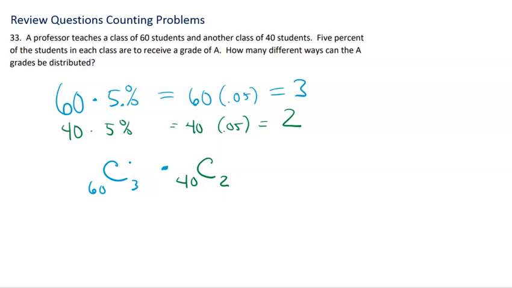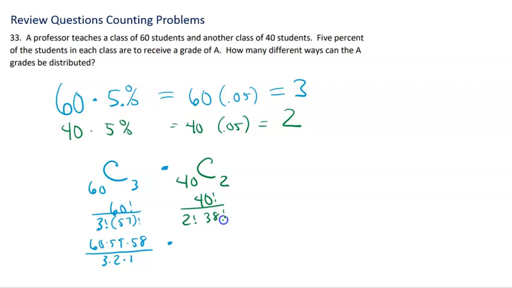So we just need to calculate a combination of 60 choose 3. That would be 60 factorial divided by 3 factorial times 60 minus 3, which is 57 factorial. Now I'm going to write the top one down to match the bottom one. So it's 60 times 59 times 58. I'm not going to write the 57 because that cancels. Divided by 3 times 2 times 1. Times, here I have 40 choose 2. So that's going to be 40 factorial divided by 2 factorial times 40 minus 2, which is 38 factorial. I'm going to write the top one down to match the bottom one. So 40 times 39, I don't write the 38 factorial because those cancel, divided by 2 times 1 for the 2 factorial.